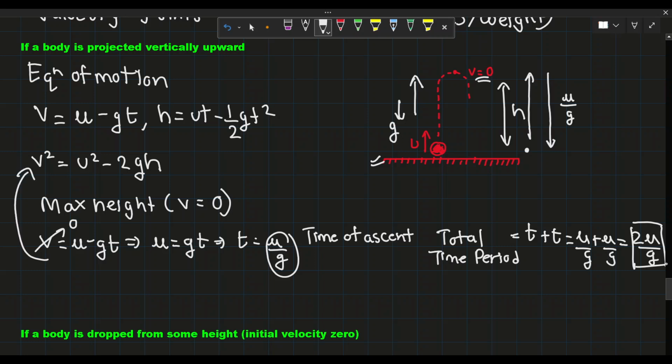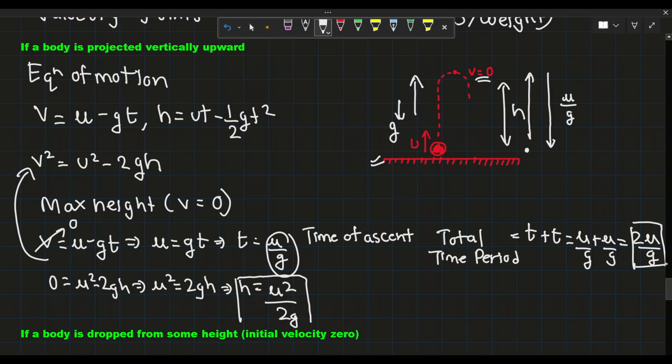And if you put the value of v as 0 in v square equals u square minus 2gh, then u square equals 2gh, and the maximum height which a body gains is u square by 2g. This is also an important thing to keep in mind: when a body is projected vertically upwards, the maximum height it gains is the initial velocity square divided by 2g.